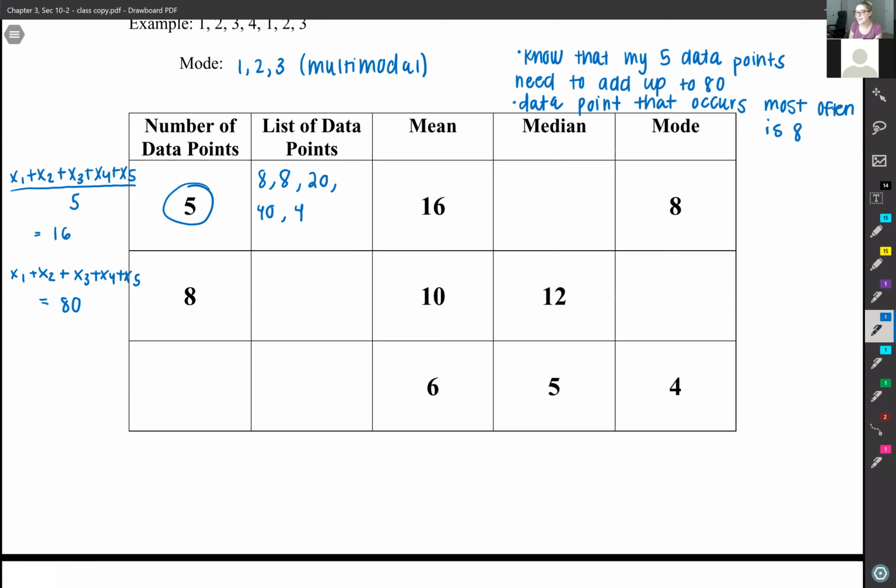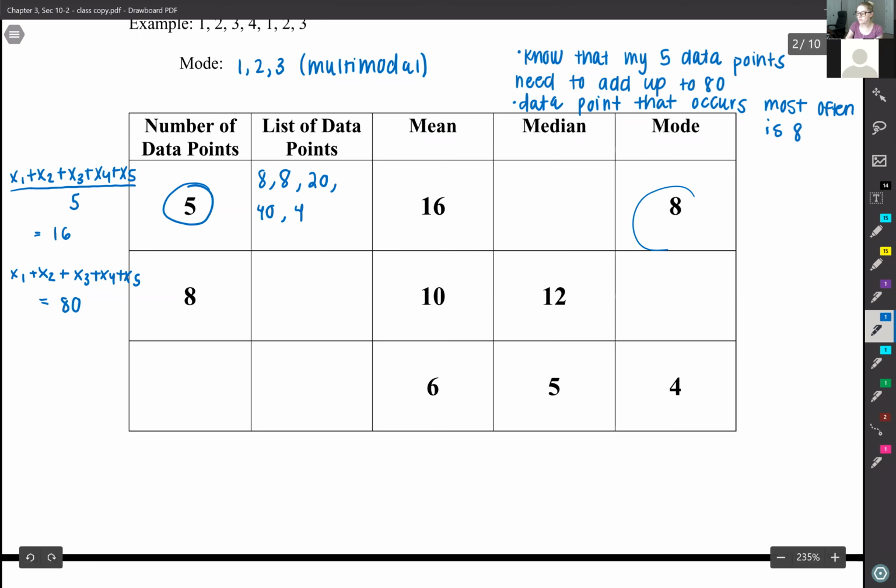Just for fun. Just random choices. So let's make sure that those add up to be 80. So 8 plus 8 plus 20 plus 40 plus 4. Sure enough, that's 80. And if I divide that by 5, I get 16, which is what I wanted to be the mean. So good. The mean of this list of data points is 16, which is just what I wanted.